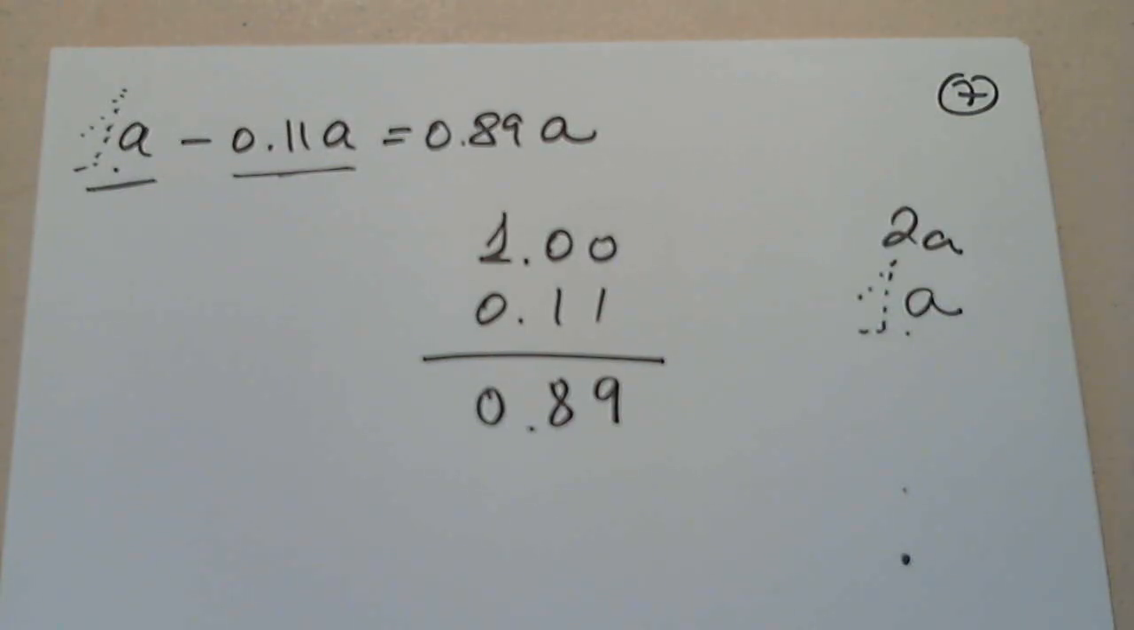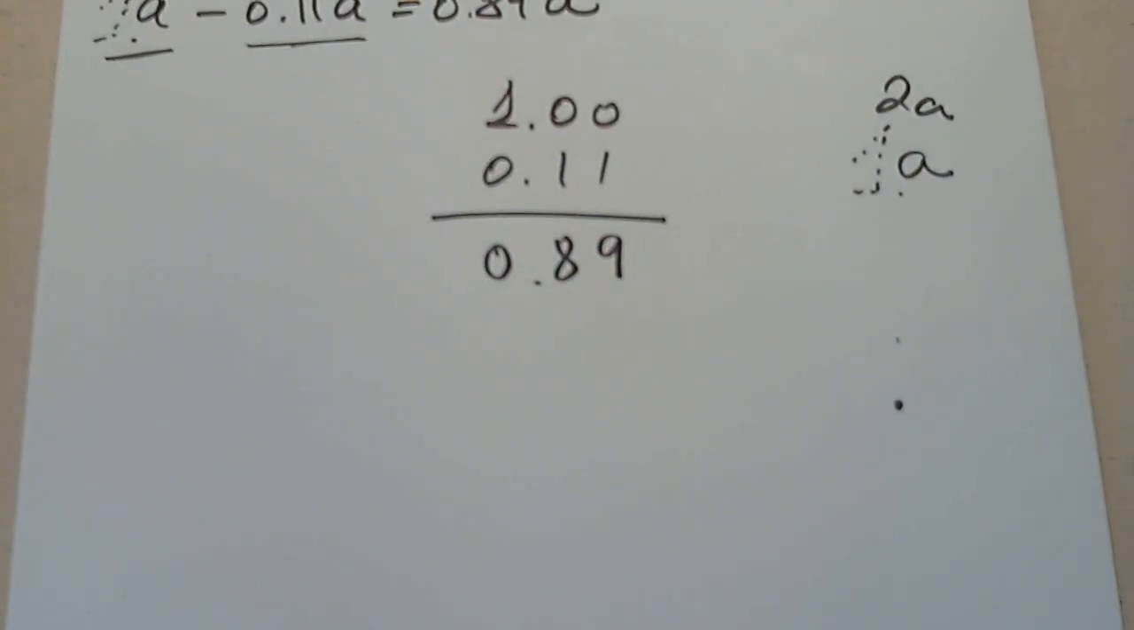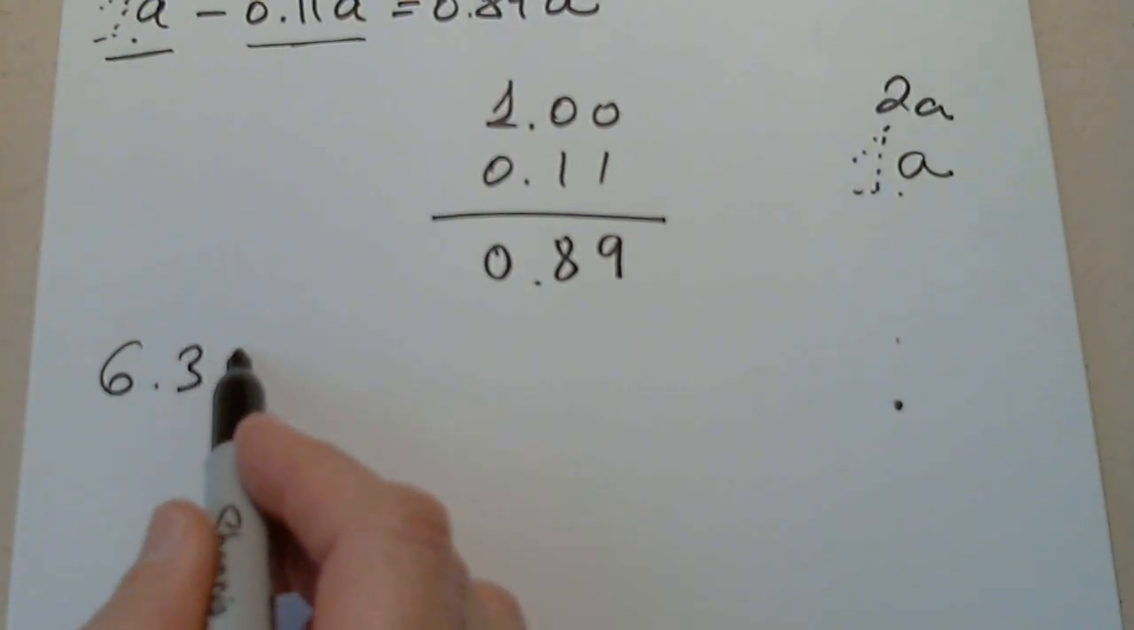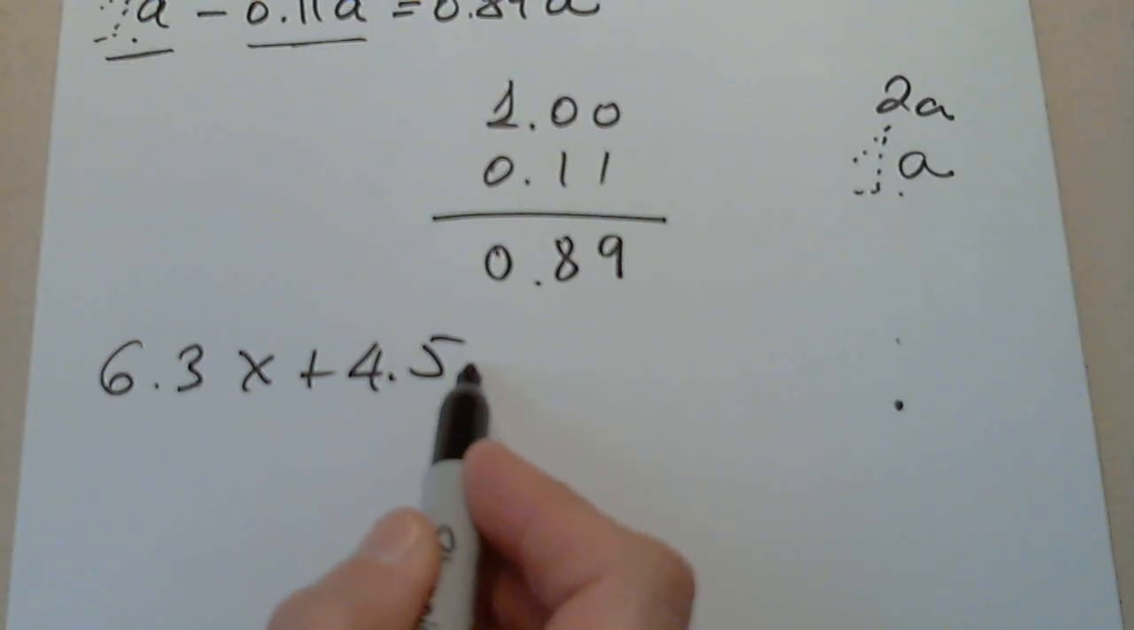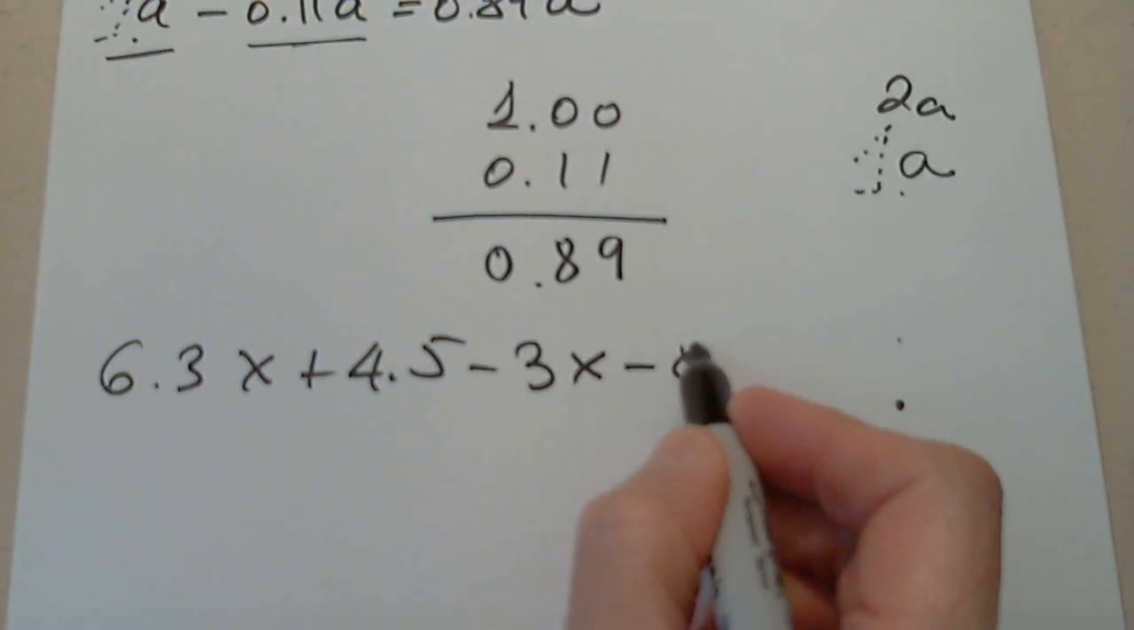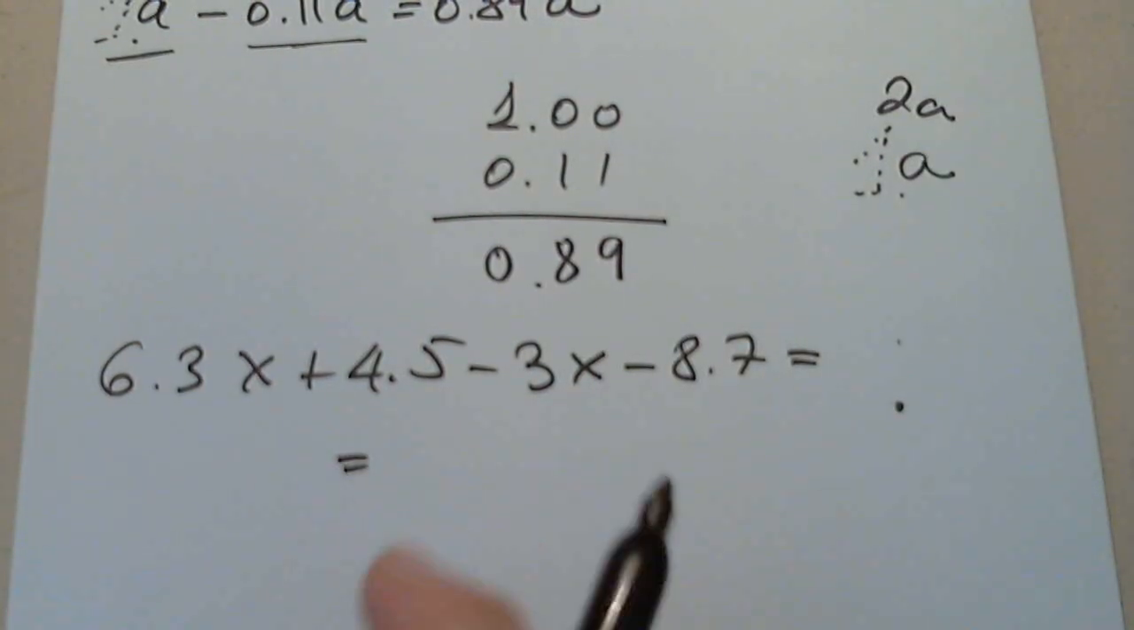Do we understand this step? Is this clear? Please say yes, no, anything. Yes. Okay. So let's combine like terms: 6.3x plus 4.5 minus 3x minus 8.7. Let's take 1 minute on this.